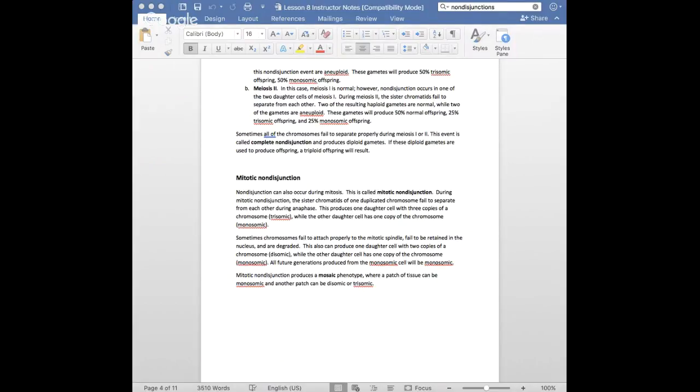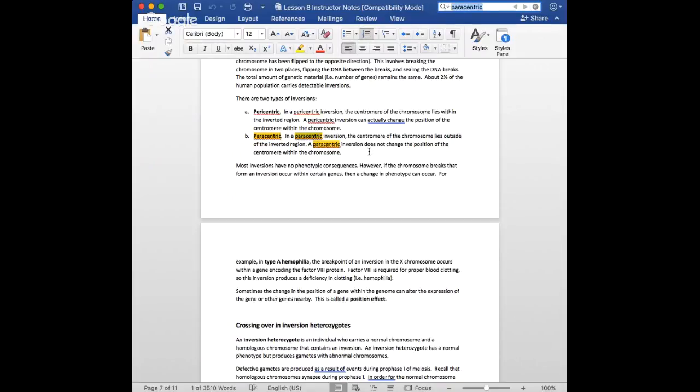And for B, meiosis in an individual who has suffered a paracentric inversion produces a dicentric chromosome and also an acentric chromosome. And we can find that in the notes right here. So yeah, it creates an individual with a dicentric and acentric chromosome.